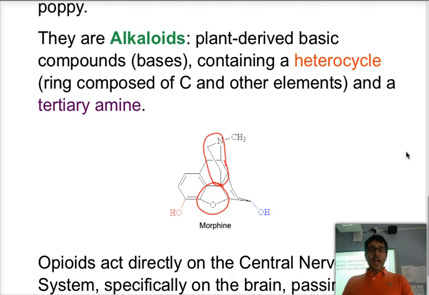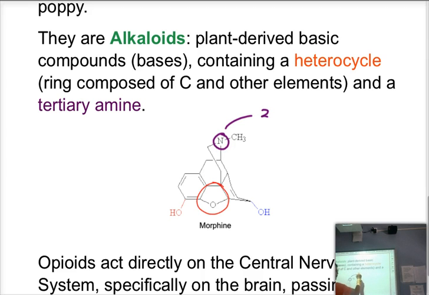But that second one I am going to remove because I want to focus on something more important. I'm going to focus on the fact that that particular nitrogen there also is a tertiary amine. That means that the nitrogen is directly connected to 3 different carbon atoms. So when we have these characteristics, that it is plant-derived, that it is basic, that it contains a heterocycle and a tertiary amine, we have the compound being an alkaloid.